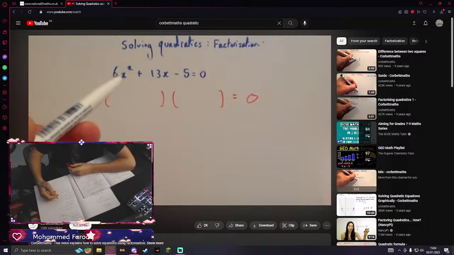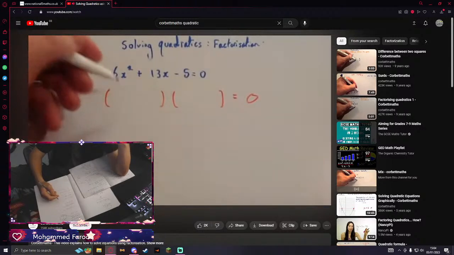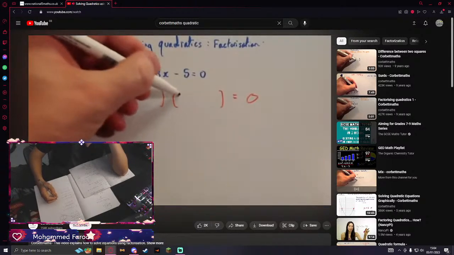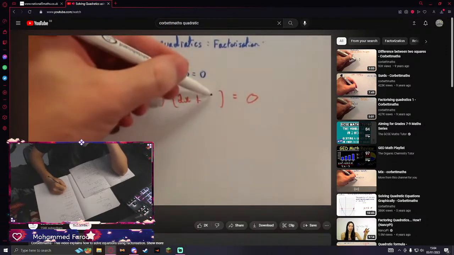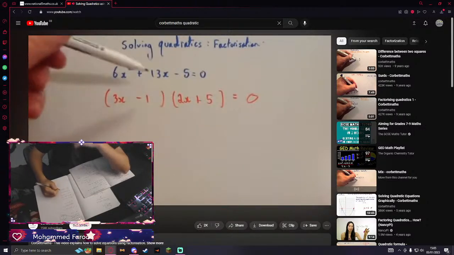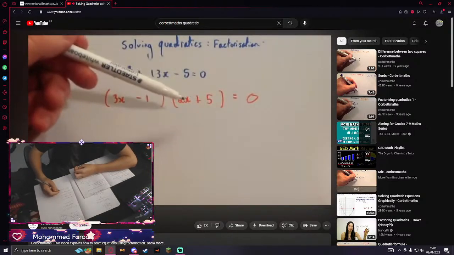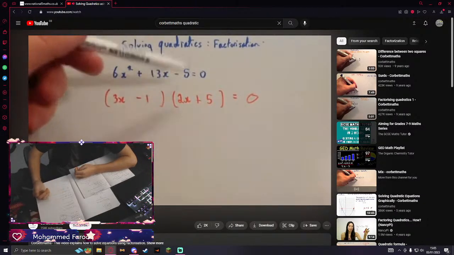And you've got 6x squared, so you could have a 6x and an x, or 3x and a 2x. So you use your factorization to figure out what it's going to be. If you were to put 3x and 2x, and put minus 1 and plus 5, well, that would mean 3x times 2x is 6x squared. 3x times 5 would be 15x. Take away the 2x would be 13x. And the minus 1 times the 5 is then your minus 5.